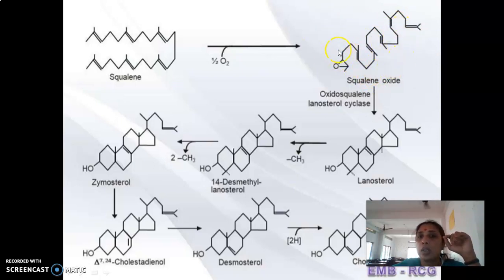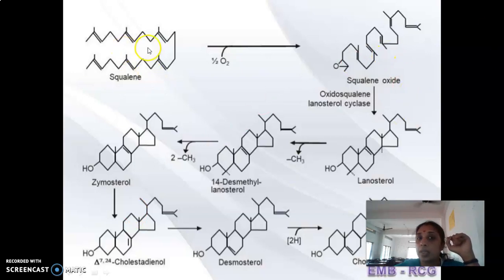You are not supposed to draw the structure after this stage. Once squalene is formed, you are not supposed to draw the structures. Up to this, you have the structures. After this step, once squalene is formed, you simply write the remaining reactions. You can simply write the name of the compound only. Only at the last step are you supposed to draw the structure of cholesterol. So from this step onwards, you simply write down the name of the compound. You need not draw the structures, right?